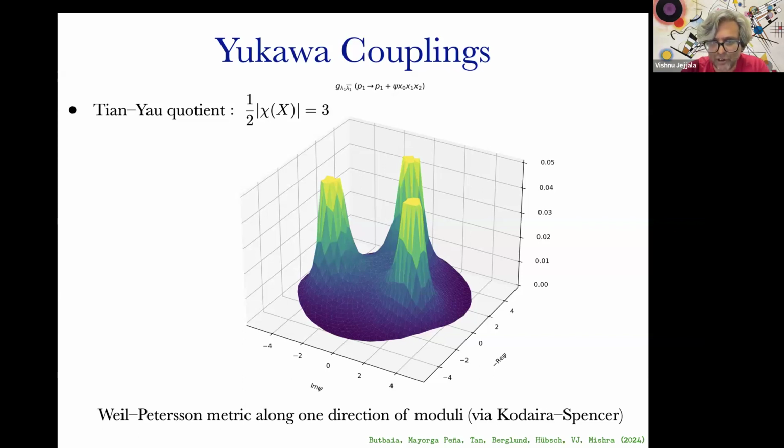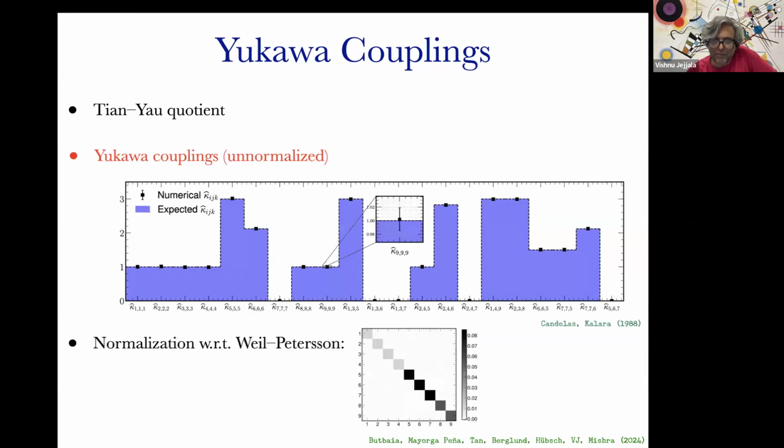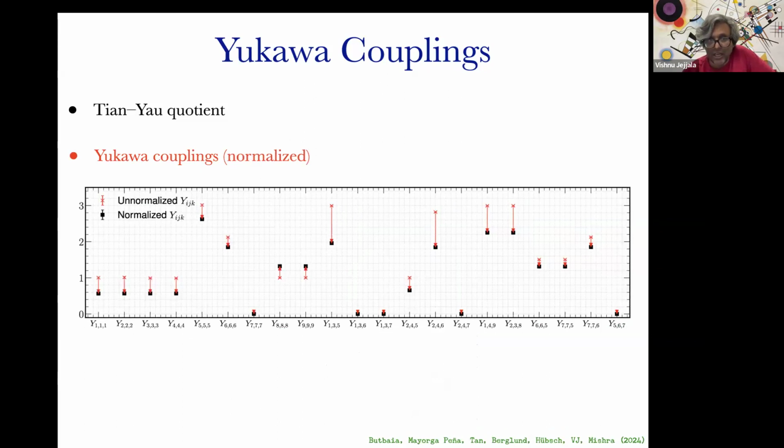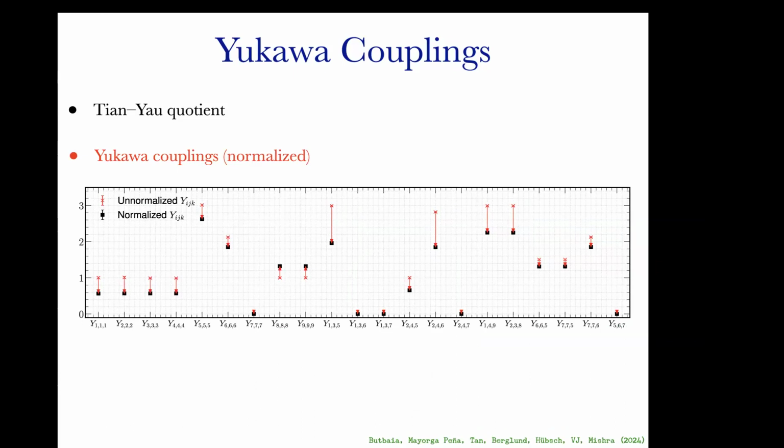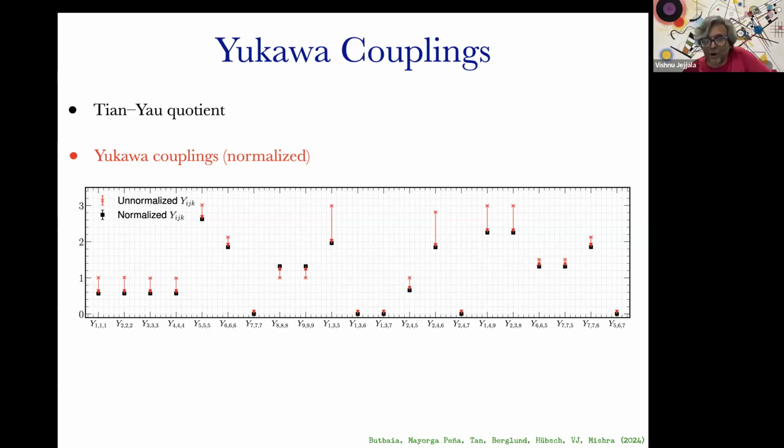So this is the Weil-Petersson metric along one direction of the moduli space, as computed by the Kodaira-Spencer approach, and using this Weil-Petersson metric, we can take the unnormalized Yukawa couplings and then do the normalization with respect to the Weil-Petersson metric, and then compute the normalized Yukawa couplings. The unnormalized Yukawa couplings here are in red, and the normalized Yukawa couplings are in black. So the normalized couplings are very different from the unnormalized couplings. The normalization shifts their numerical values.